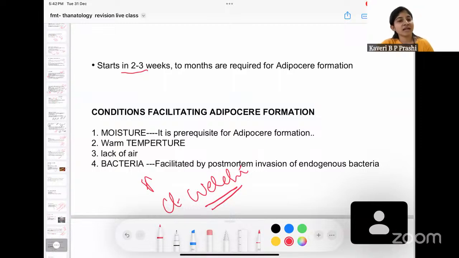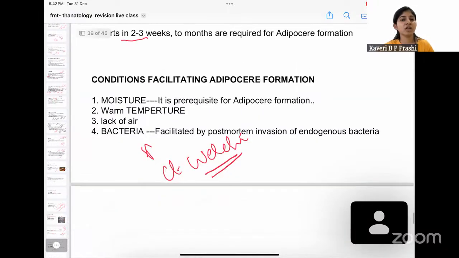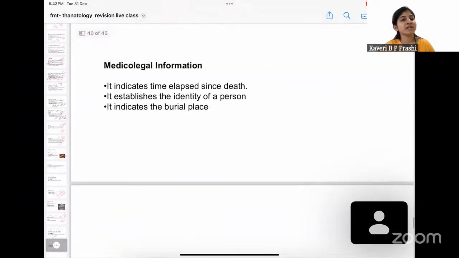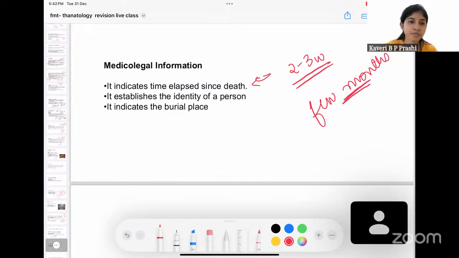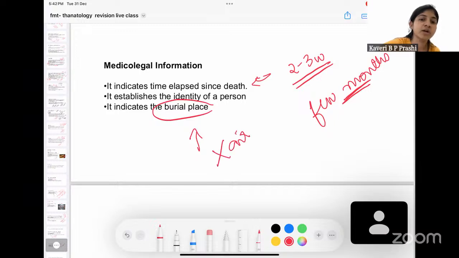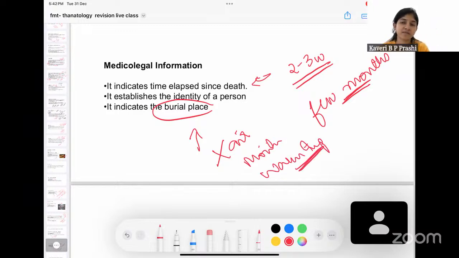Okay, so what are the different conditions that have to be there for adipose hair formation? Number one, moisture, a lot of moisture. Number two, warm temperature. Number three, no air or lack of air. Number four, bacteria, which will further help the invasion of a lot of endogenous bacteria, which will form adipose hair. What is the medicolegal importance of adipose hair? It indicates time elapsed since death. Because as I told you, the formation of adipose hair starts in 2 to 3 weeks, and it takes a few months for the process to complete. It establishes the identity of a person. It indicates the burial place as well. Because if this burial place was a place where there was no airflow, a lot of moisture and warm temperature, this is going to facilitate the formation of adipose hair.